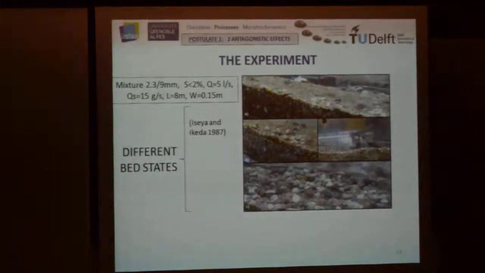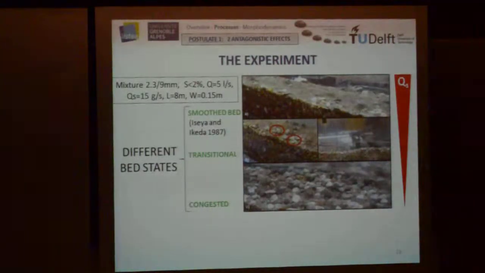As was defined by Iseya and Ikeda, we observed in this kind of experiments the evolution of three different bed states: smooth bed, transitional, and congested. To each bed state correspond different transport rates, with a higher transport rate for the smooth bed and a very low transport rate when the bed is totally armored.